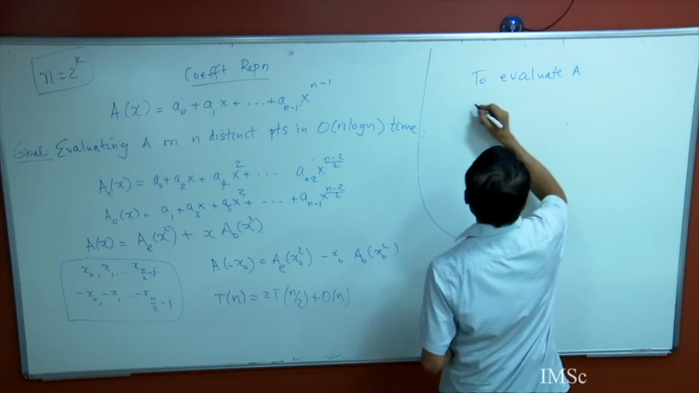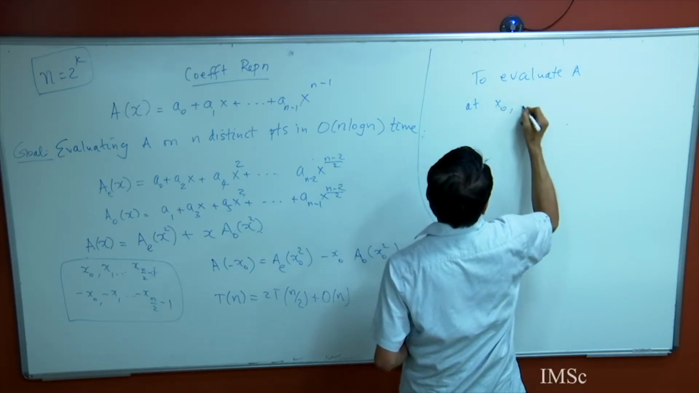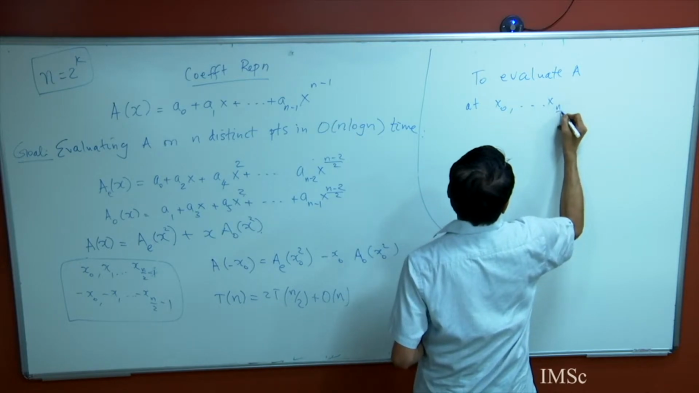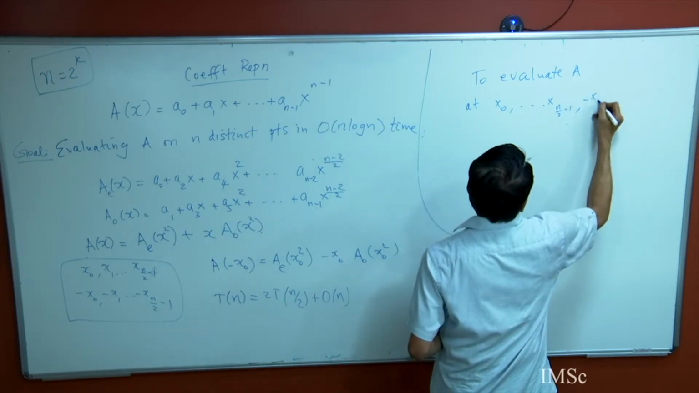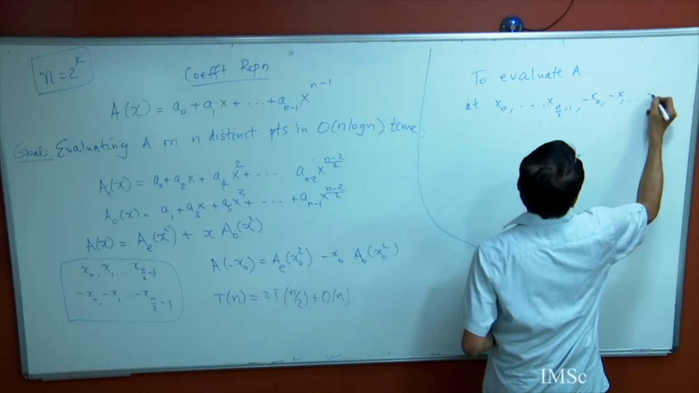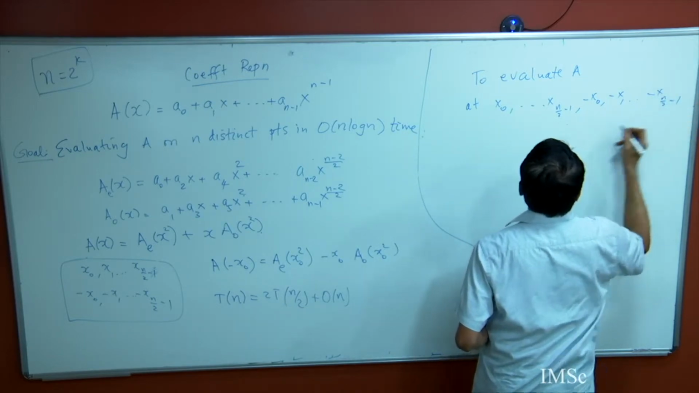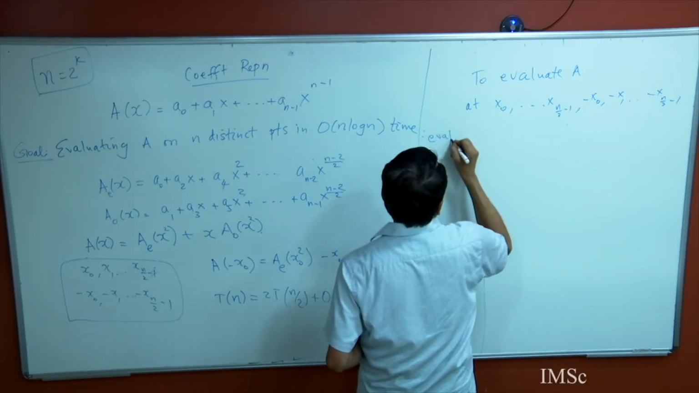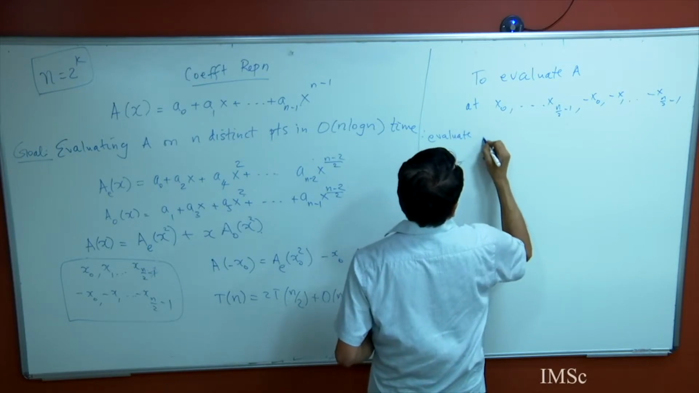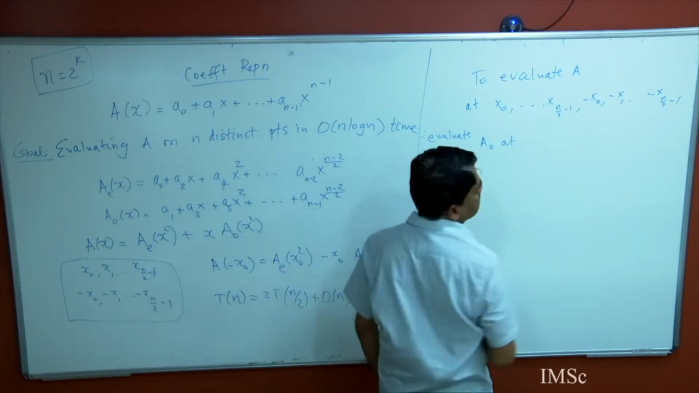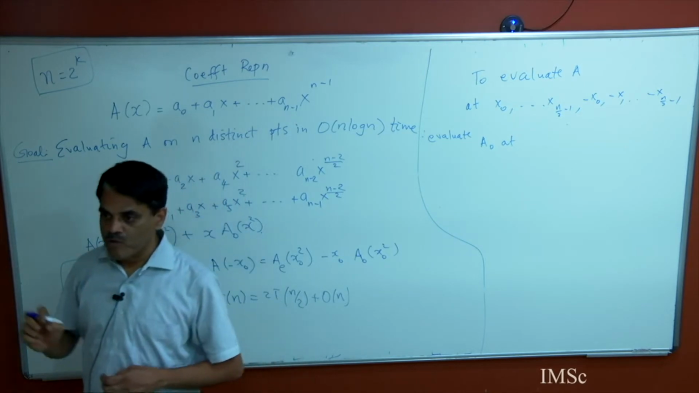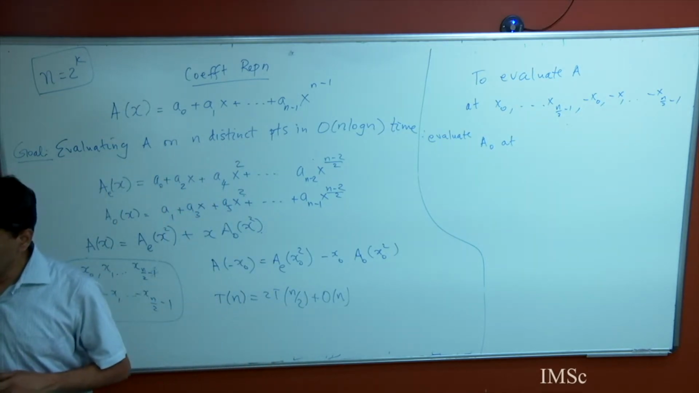A at x0 up to x n by 2 minus 1, minus x0, minus x1, up to minus x n by 2 minus 1. Evaluate Ao. Yeah? Sorry?